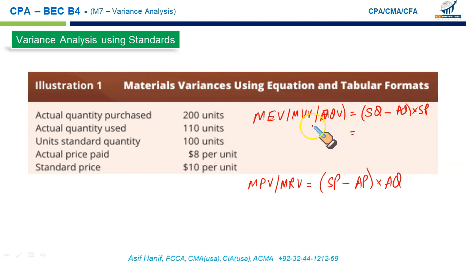So let us first calculate the efficiency variance. The standard quantity that you should have used, as allowed by the standard, is 100. So 100 units of material should have been used, but the actual quantity used is 110, and the standard price is 10. Remember, I have rearranged these formulas in such a way that every negative result will be adverse. Like in this case, it's going to be negative 100. So your material efficiency, usage or quantity variance is 100 adverse or unfavorable.